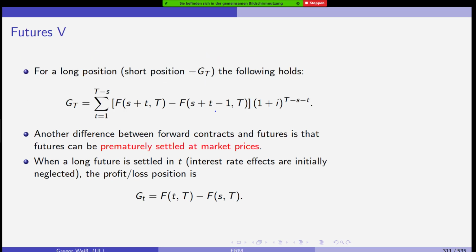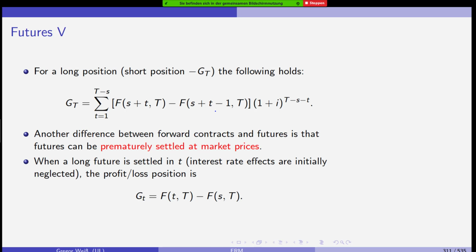For the long position of a future, we now have the following. The total profit or loss is the sum of all differences from day to day between the futures prices, and all these payments bear interest. So at the end, all these payments need to be multiplied by 1 plus I. So that's the difference between a forward and a futures contract.